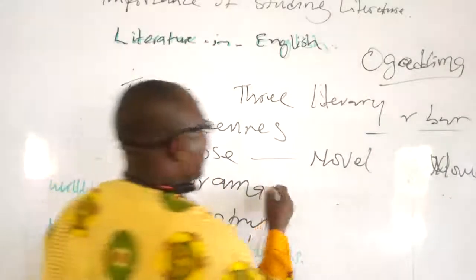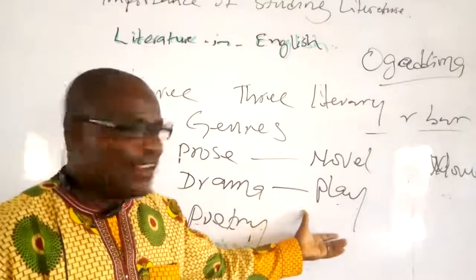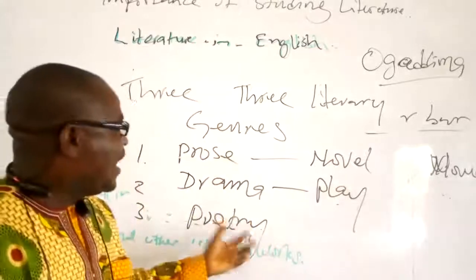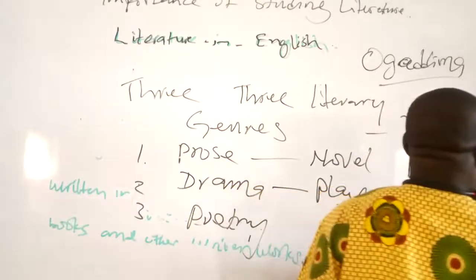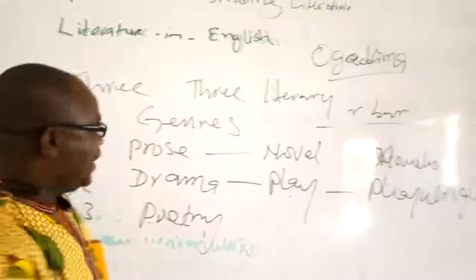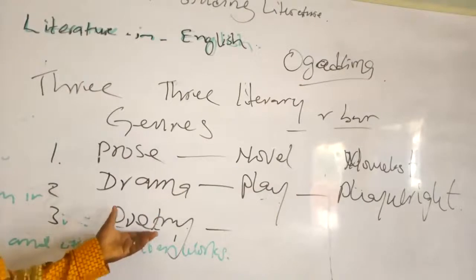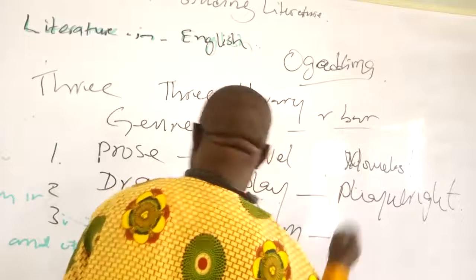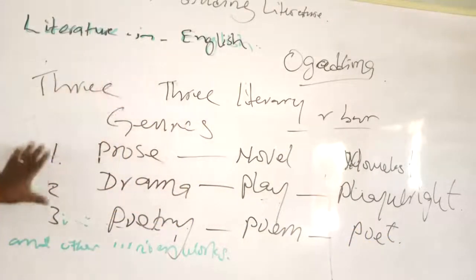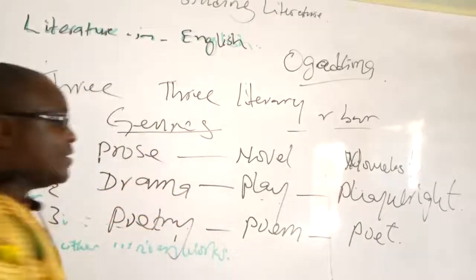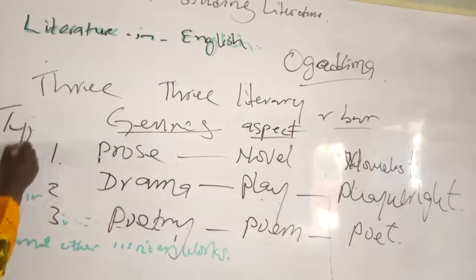Then drama too, that is play, meant to be acted on stage. And anybody who has written any book on drama, we refer to that person as a playwright. Then again, anybody who has written any piece of literature in poem, we refer to that person as a poet. So don't forget about these literary genres. Don't be scared about the word genres. It's only talking about aspects of literature, or types of literature.